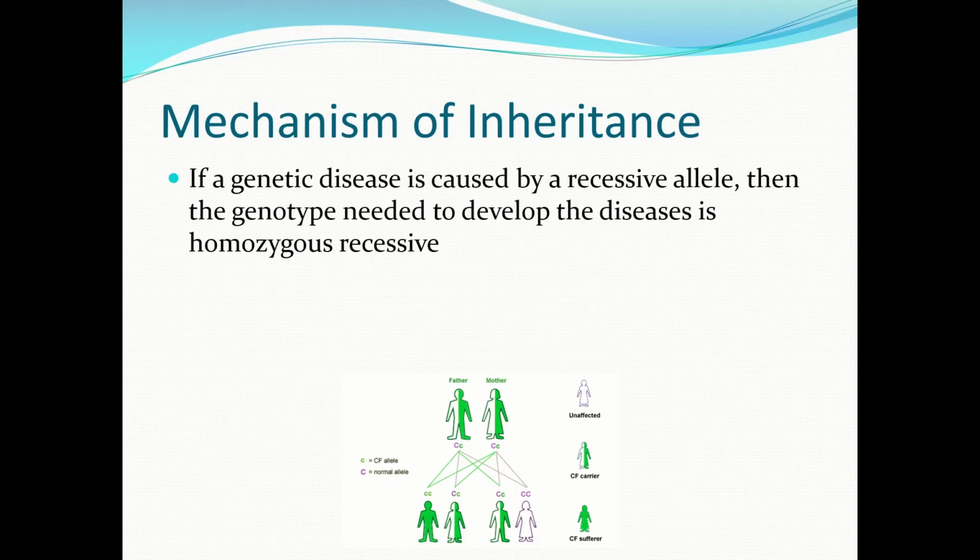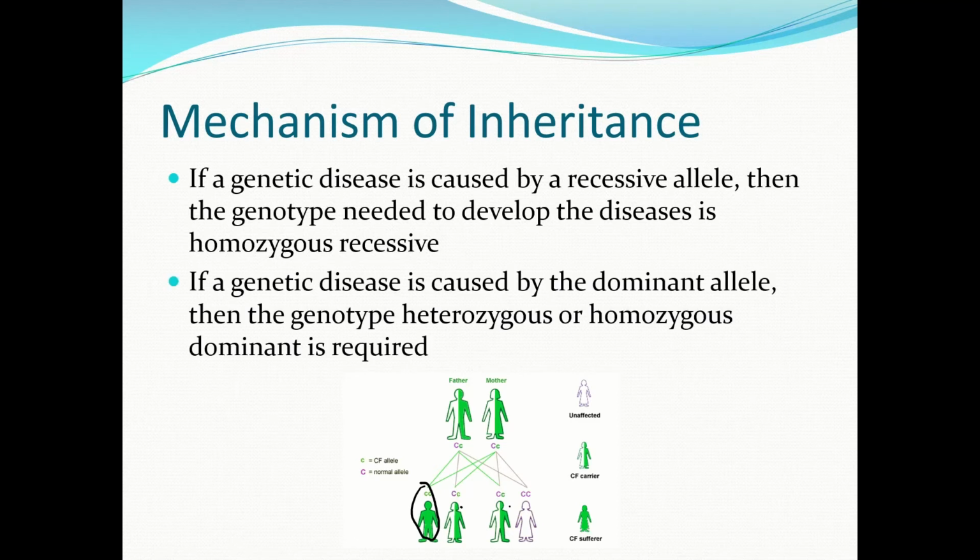So if a genetic disease is caused by a recessive allele, then you need to be homozygous recessive to have it. And that's the example for cystic fibrosis. So you can see the mom and the dad are both carriers, so they don't have it because they have one good gene. They have a 25% chance of passing it on to their kids. So this kid would have it, carrier, doesn't have the gene at all.